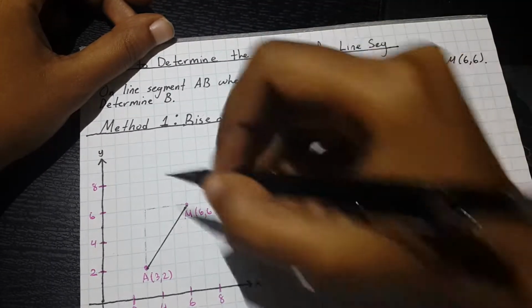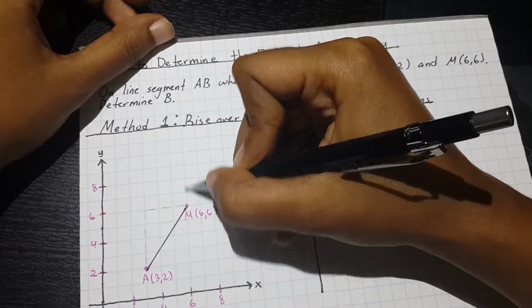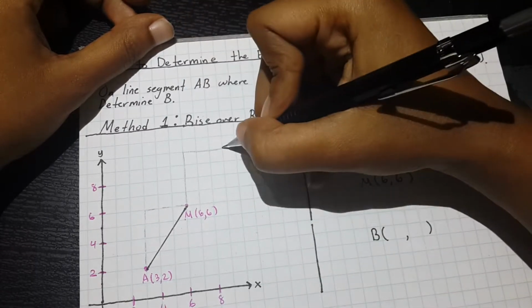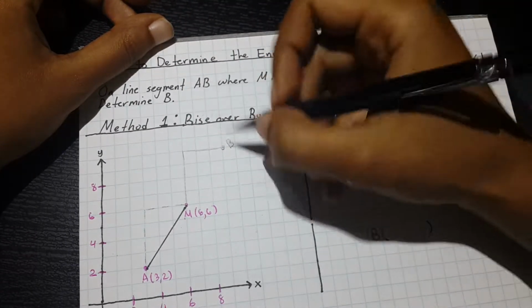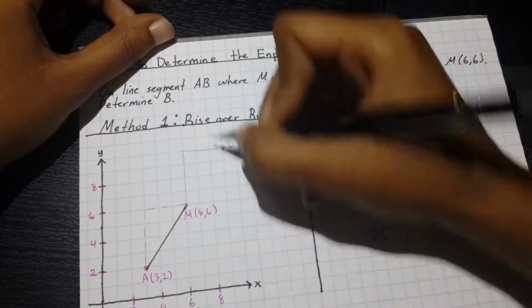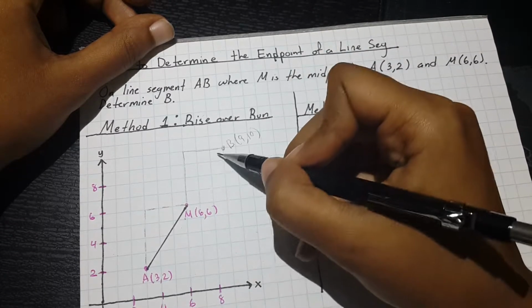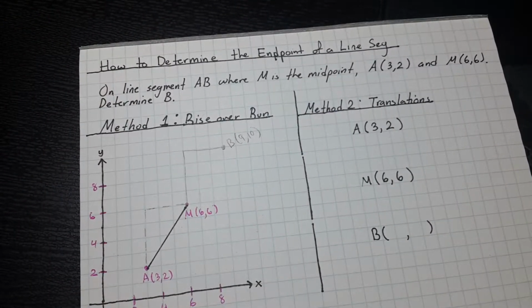We're going to repeat that process to find that other endpoint. So go up by 4 units and then to the right by 3 units, and we should find out what point B is, which ends up being (9, 10). And that's pretty much it. So that was method 1.